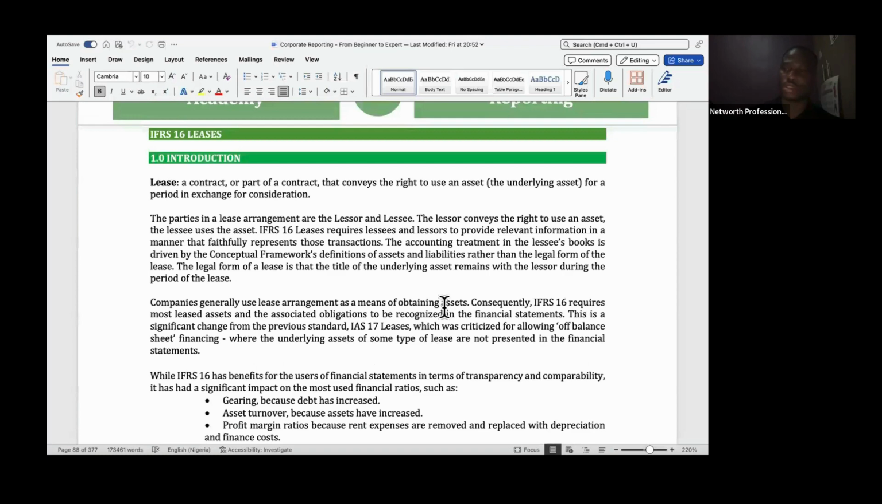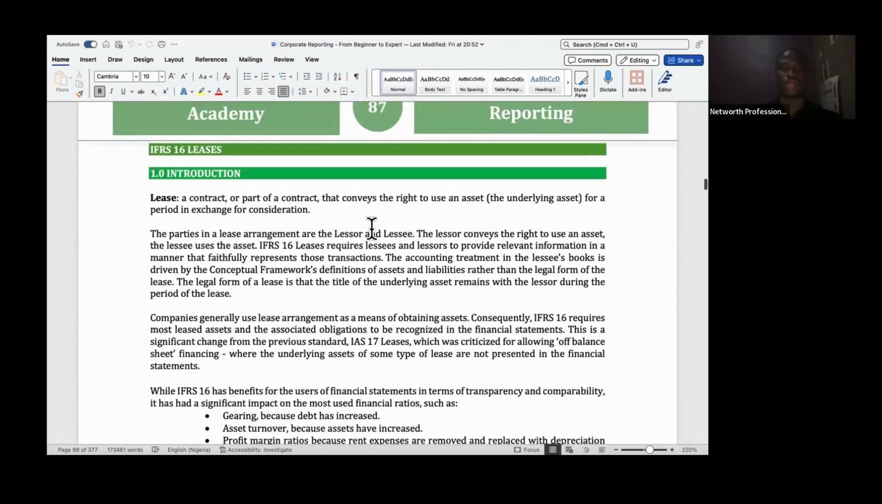So tonight, we are going to round up on IFRS 16 on leases. That is majorly our target tonight. Last week, we started with IFRS 16 on leases, and I can remember vividly that we stopped on lessee accounting. So what we have today is for us to finish up with lessor accounting.